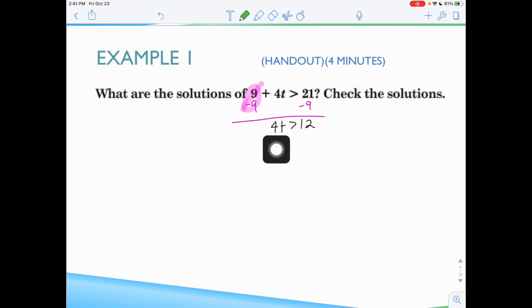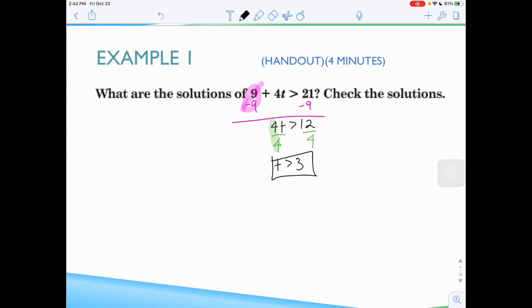Now we have 4 times t, and we want to isolate the t, so we will undo the multiplication by dividing both sides by 4. When we divide 4t by 4, we get just t. 12 divided by 4 is 3, and since we divided by a positive number, we keep the sign the same. So our final answer is t is greater than 3.